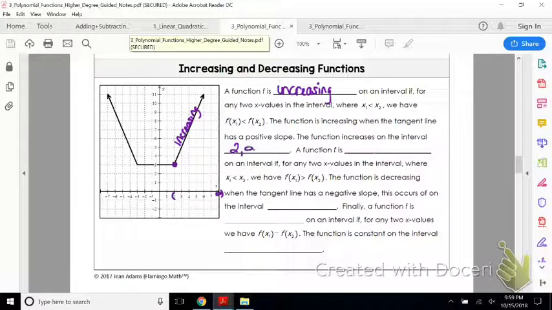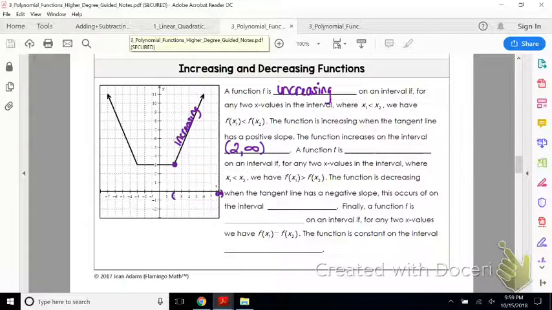Now, increasing, decreasing, and constant, guys, at the 2, it's actually not doing any of it. So we're always going to use a parenthesis when we're dealing with increasing, decreasing, and constant. And that's because at that 2, is it actually increasing, decreasing, or constant? It's not doing anything until right after that 2.